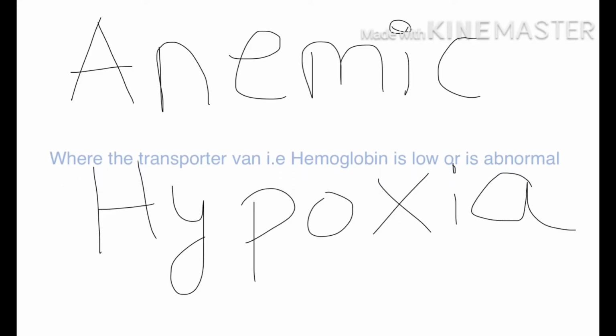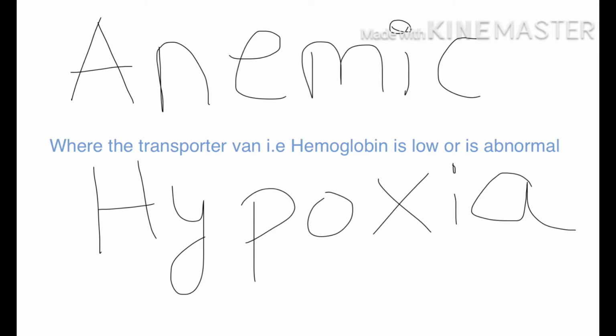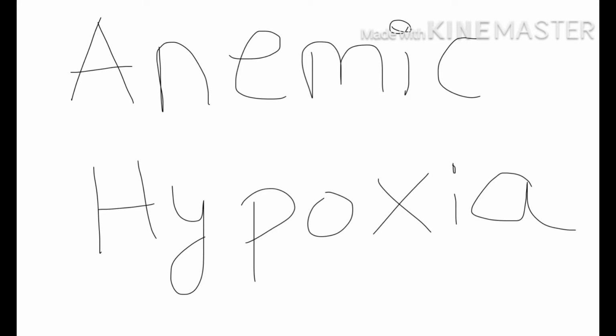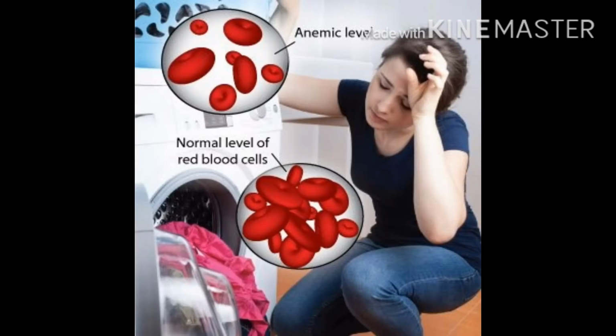Anemic hypoxia. In this type of hypoxia, the transporter, the van, i.e. the hemoglobin, is low or is in an abnormal condition. Conditions like anemia, where the content of hemoglobin is low, so low oxygen is transported to the tissue causing hypoxia.